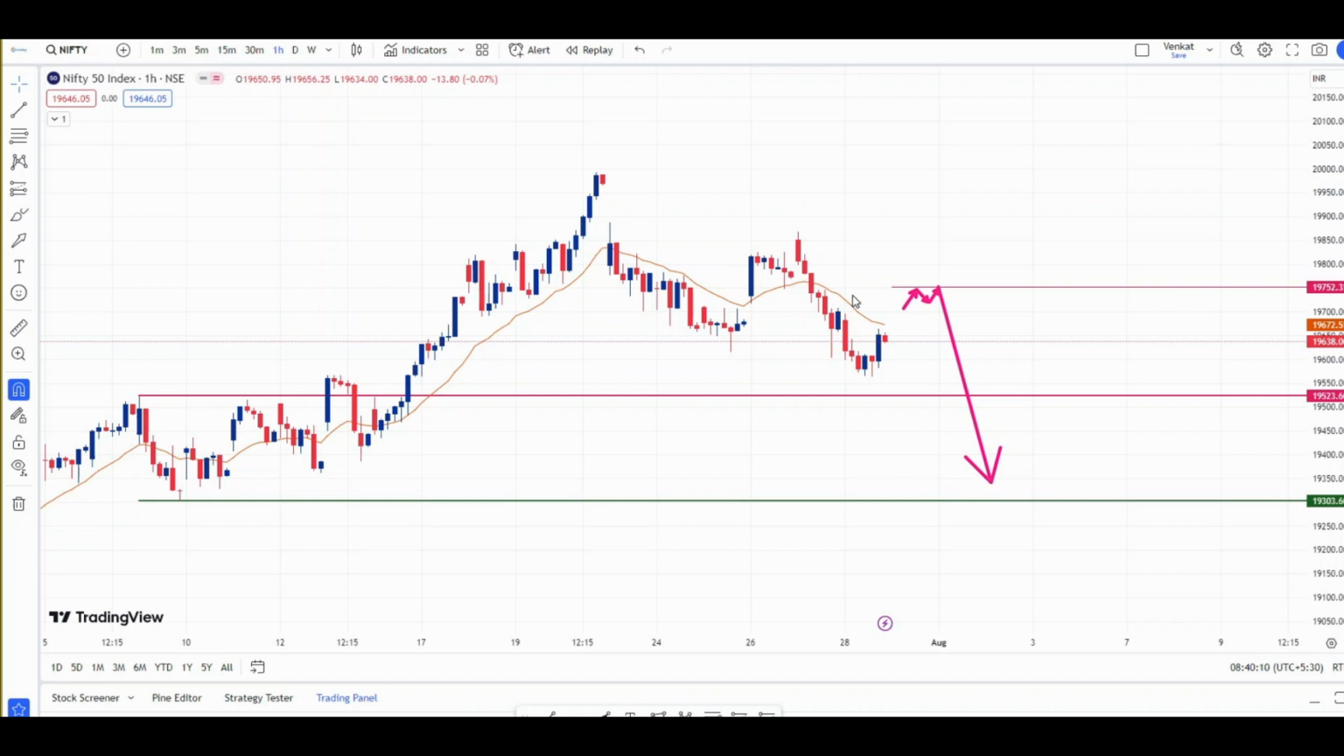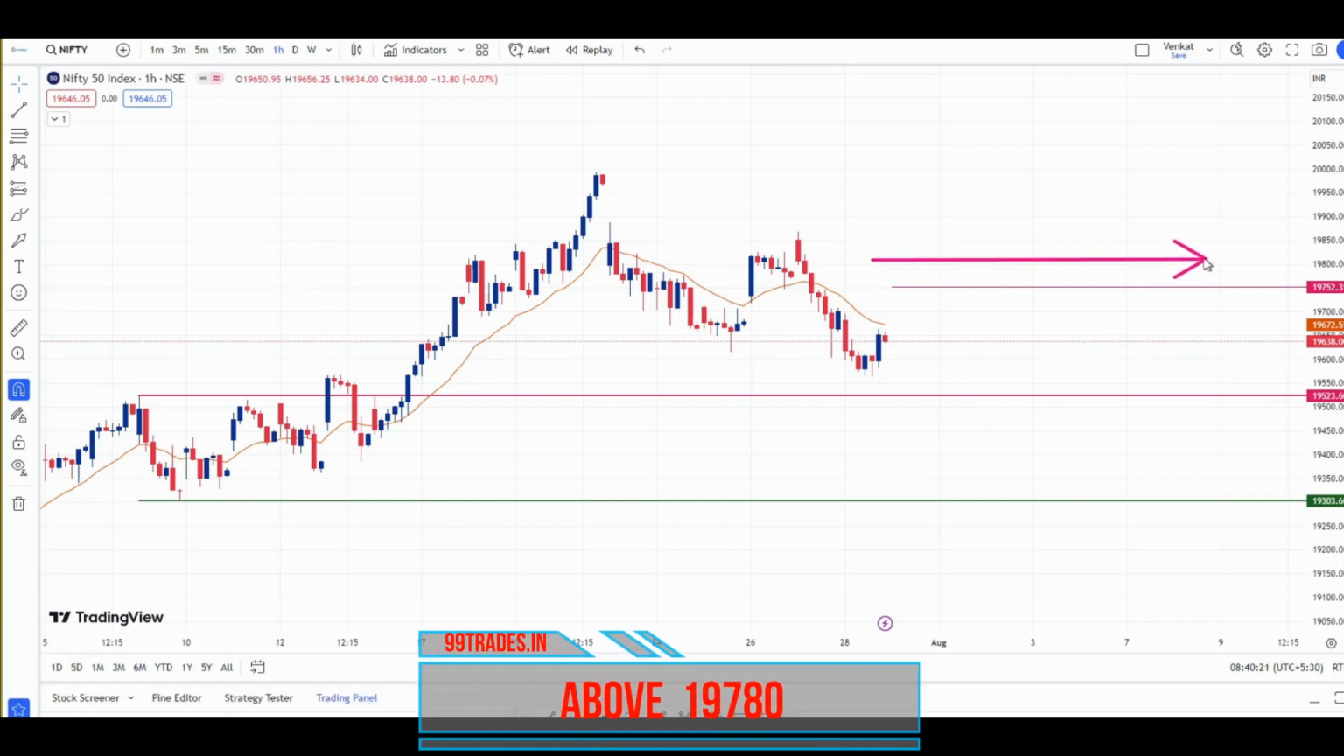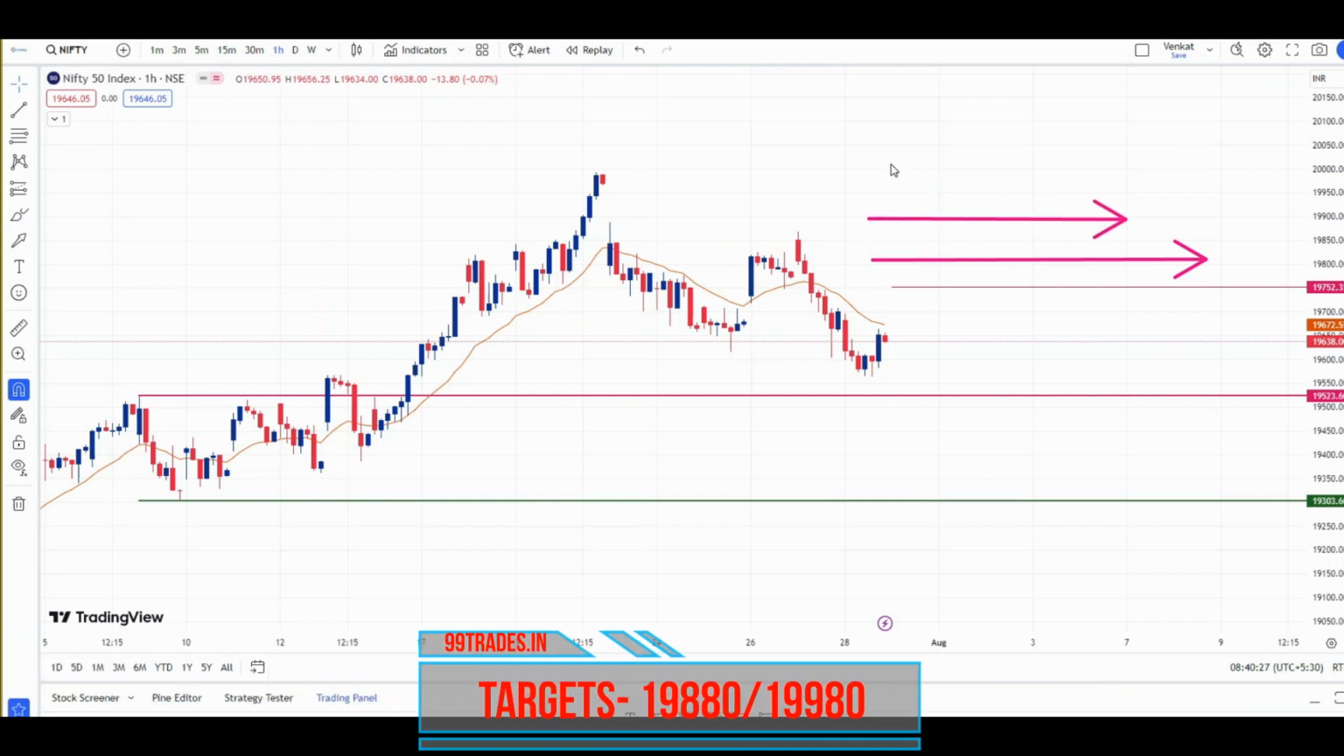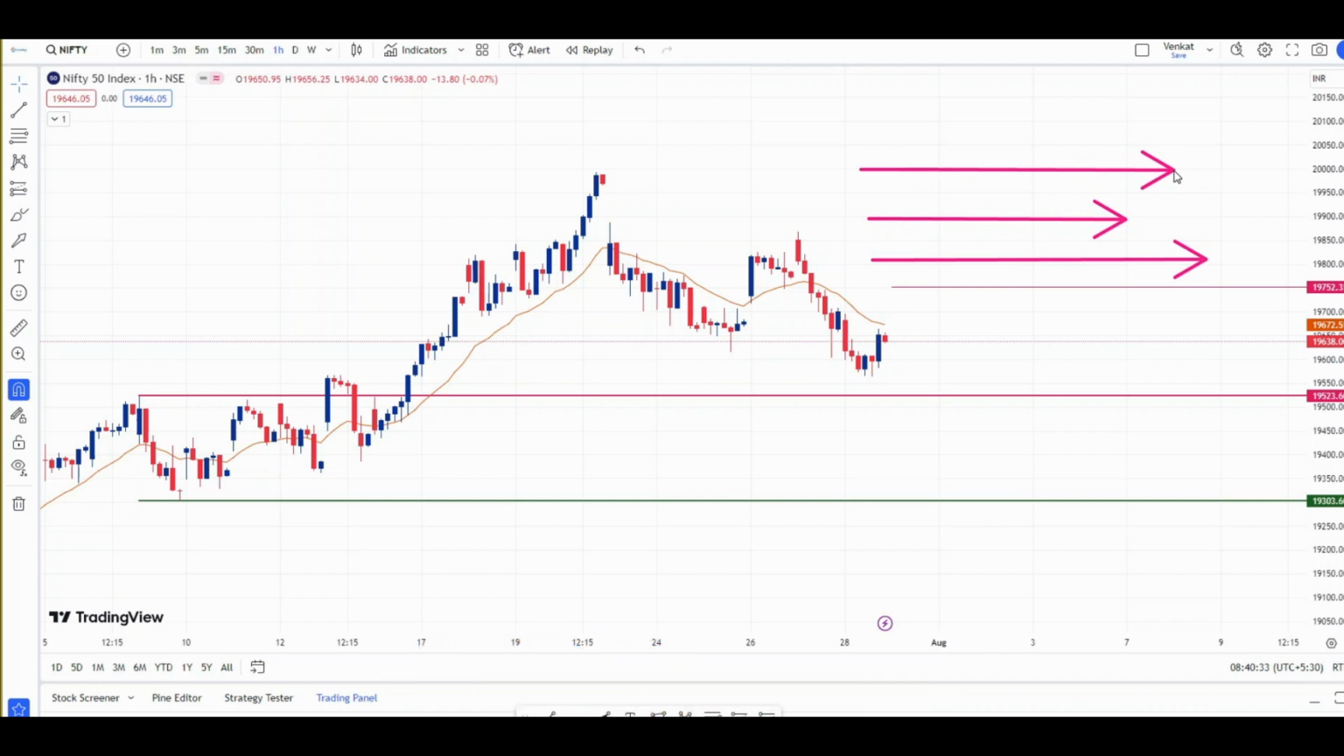Long will be only above 19,750; we will take it as 19,780 to keep some buffer. So above 19,780 only we will go long on Nifty. The first target will be 19,880 and the second target will be 19,980, which is the all-time high. These are the levels for Nifty for Monday's trading session.